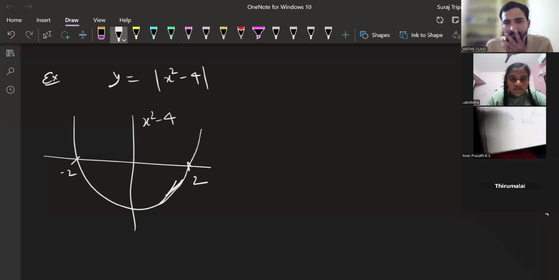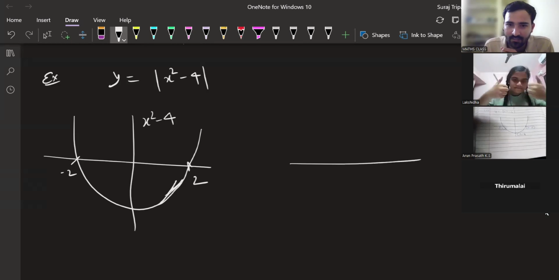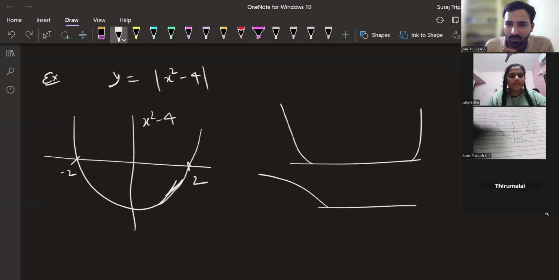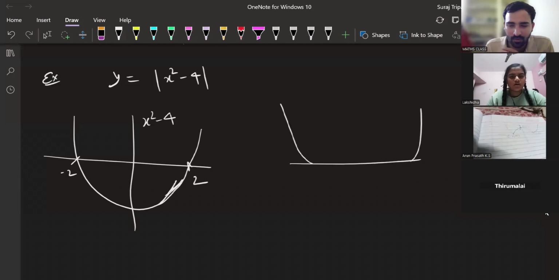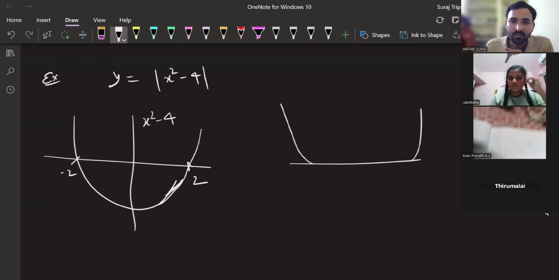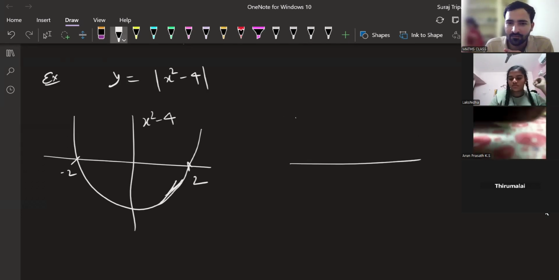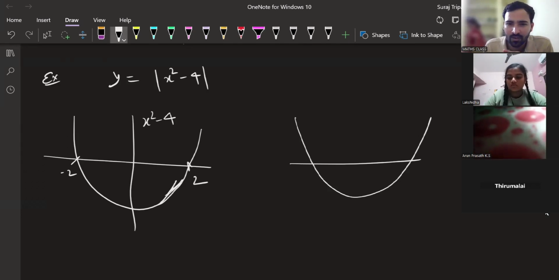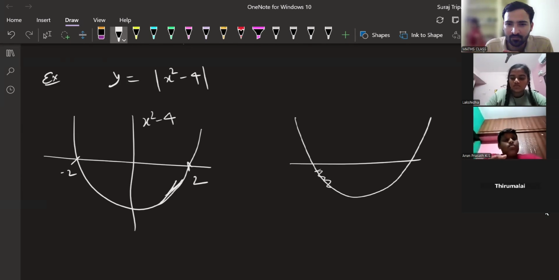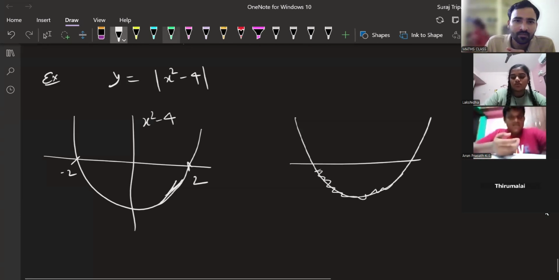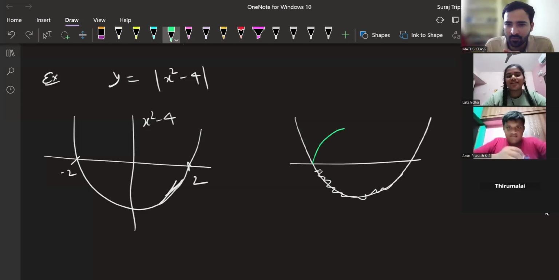I got the same, sir. See, I am saying that these two lines will always go like this. It will not go like this. This is not correct. Only you have to take the reflection of the graph which is present below the x-axis. So the graph will remain the same. Only you have to take the reflection of this portion. If you take the reflection of this portion, you will get a shape like this.